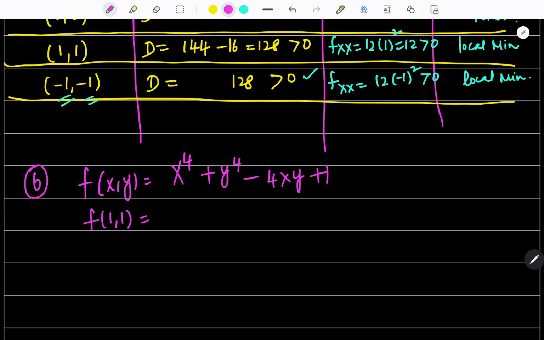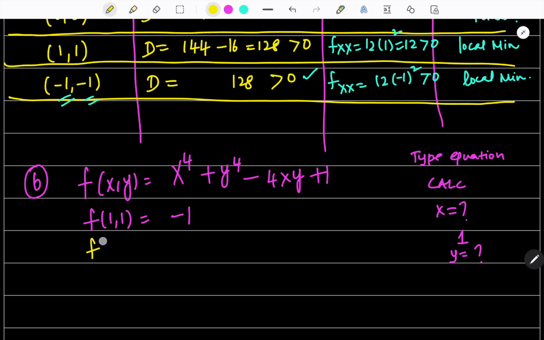I told you, you can do this using calculators. You can type the equation x power 4 plus y power 4 minus 4xy plus 1. After that, press the button calc. Then the question is x equals, so you give 1, and after that y equals 1. Calculate, and it will give you minus 1.